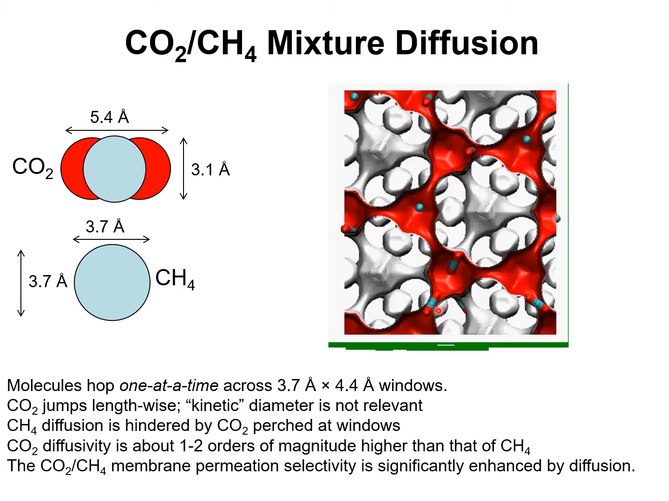Due to the strong adsorption of CO2 and preferential location at the window sites, the CH4 diffusion is hindered by CO2. And the CO2 diffusivity is about two orders of magnitude higher than that of CH4. And therefore, the CO2/methane selectivity in a membrane construct is significantly enhanced by diffusion, because both adsorption and diffusion favor CO2.